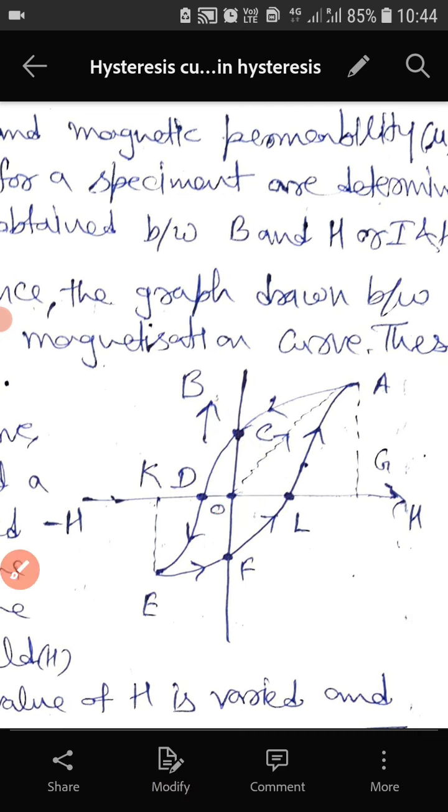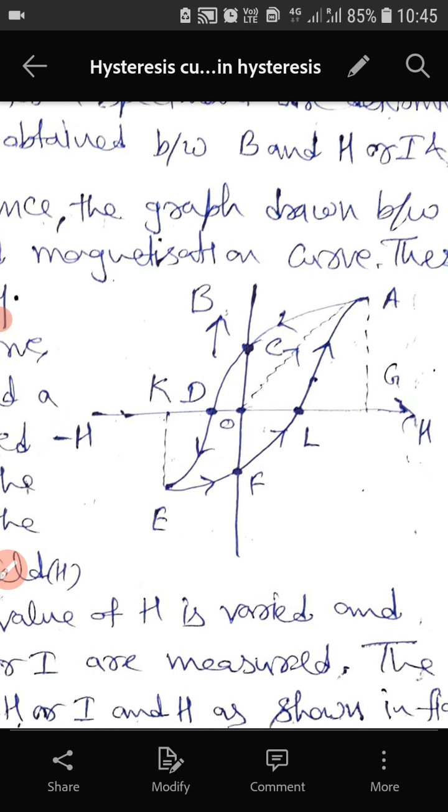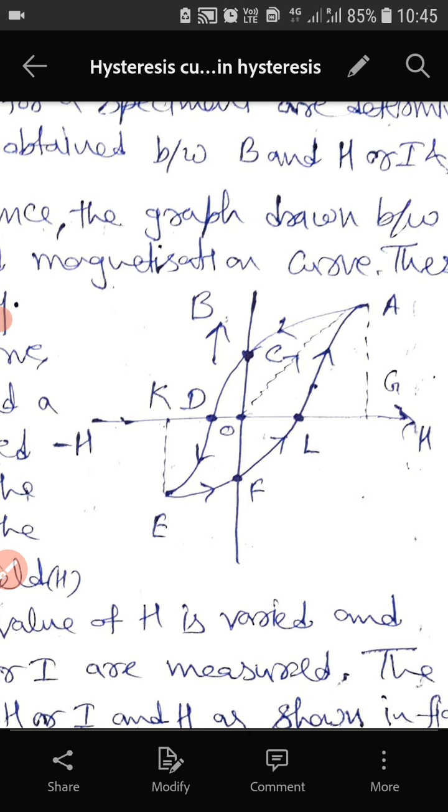And this hysteresis loop is very important in deciding the use of magnetic material in various applications, like when we want to use magnetic material as an electromagnet or permanent magnet, or as the core of a transformer or any electrical devices. So this hysteresis loop curve is very important in deciding for what application we want to use our magnetic material.